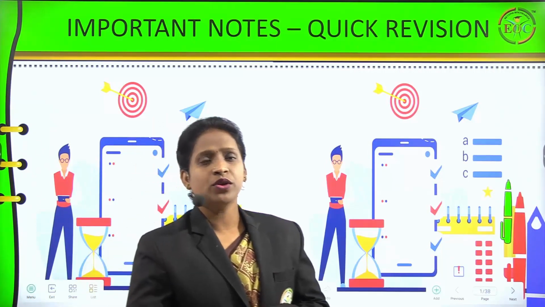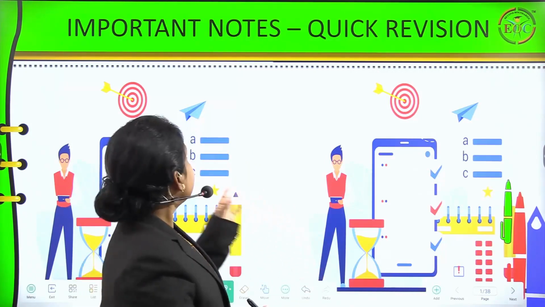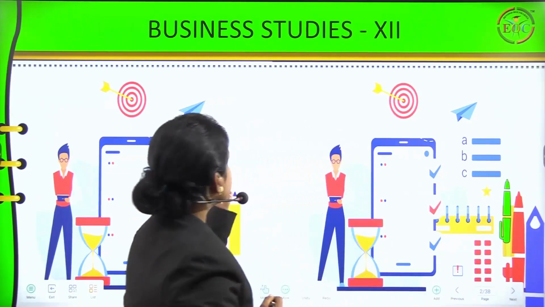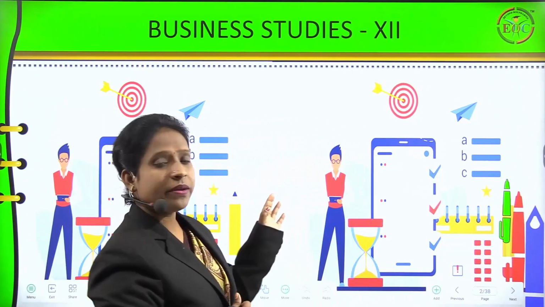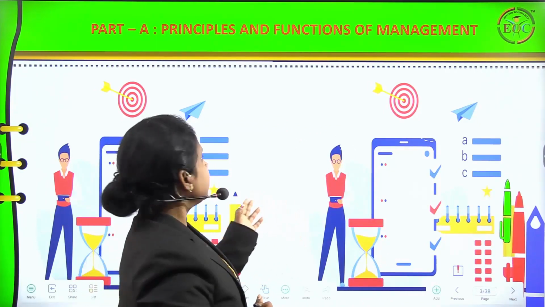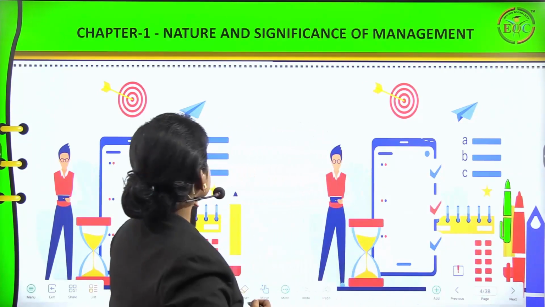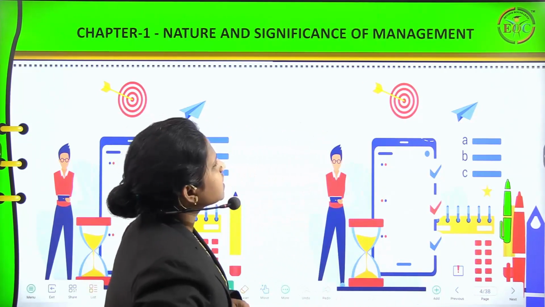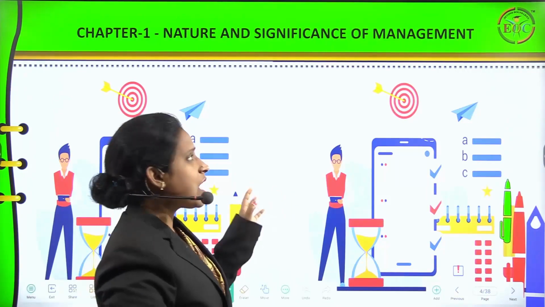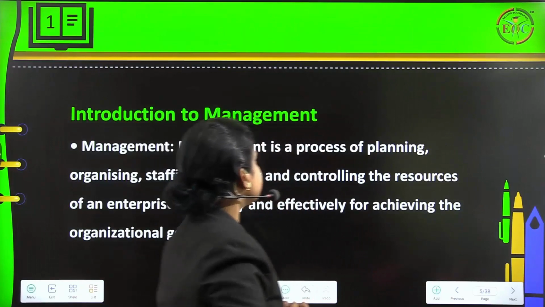So in today's class we are going to have a quick revision class, and in this quick revision class we are going to discuss only the important notes that have to be practiced from the examination point of view, right? And the subject, as I've told you already, is Business Studies for Class 12. Here we are going to discuss Part A, that is principles and functions of management. Under this we are going to discuss Chapter 1, nature and significance of management. It's only about the nature and significance of management chapter, and we'll be having a quick revision class about only the important questions that are required from your examination point of view, right?